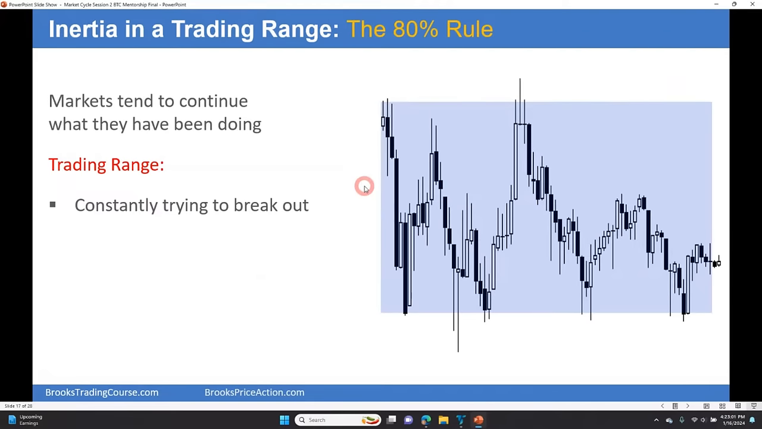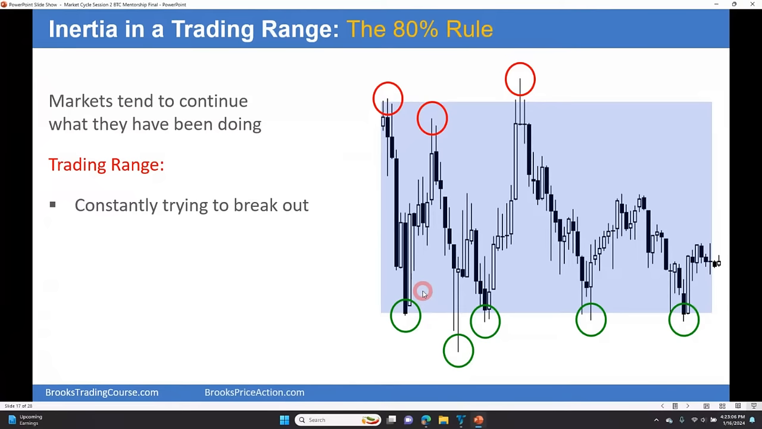Inertia in a trading range, exact same logic. All of these moves, 80% of the time, they're going to fail. One of the things with the trading range, and I'm going to talk more later on about each one of the pieces of the market cycle, but we've got to understand the whole market cycle in order to break it down piece by piece. The key thing about a trading range, there's not uniformity to breakouts. It's climactic behavior. It's parabolic behavior. If you think about math, there's not a gradual slope in the momentum. It's sudden surges that end.